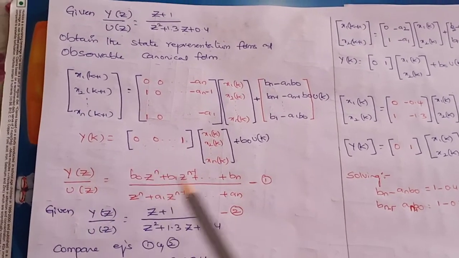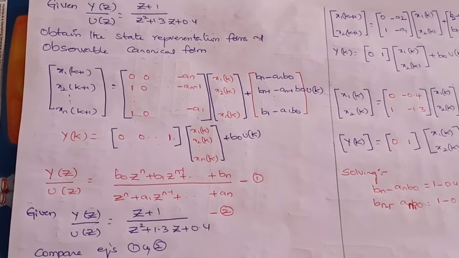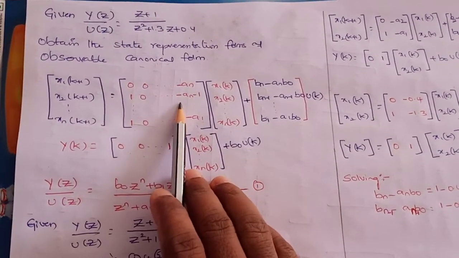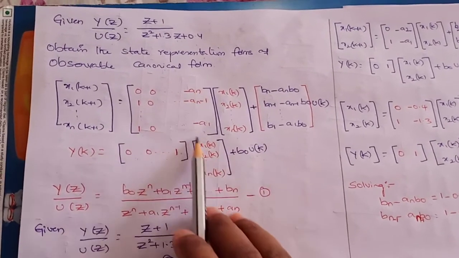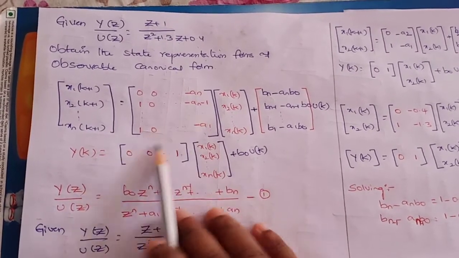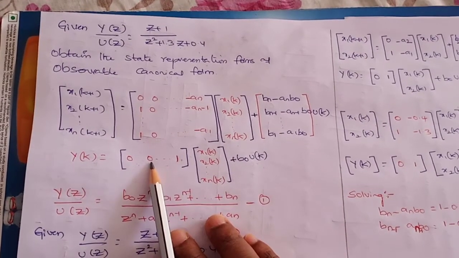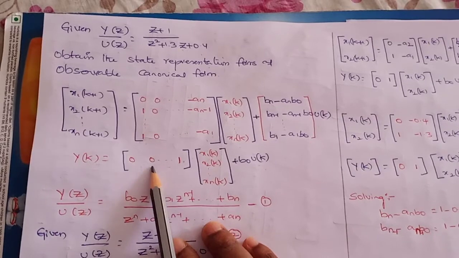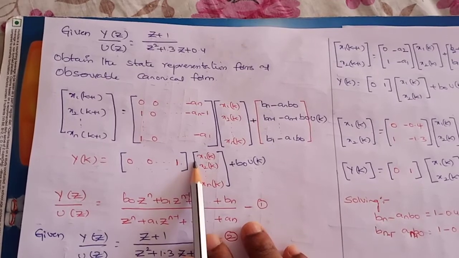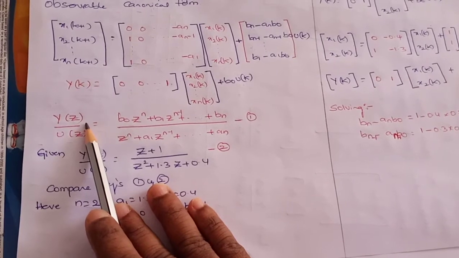The main difference between the observable canonical form and the controllable canonical form is easy to see. Here minus an up to minus a1 is in the last row in observable canonical form, whereas in controllable canonical form it is in the last column. This column has been interchanged with this row. Coming to the B matrix, it was a column matrix in controllable canonical form; these two are interchanged, so the column becomes a row and the row becomes a column. Only that is the difference, and the remaining everything is the same.